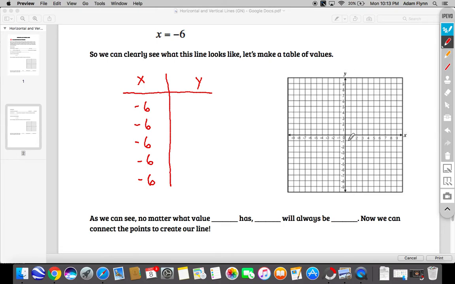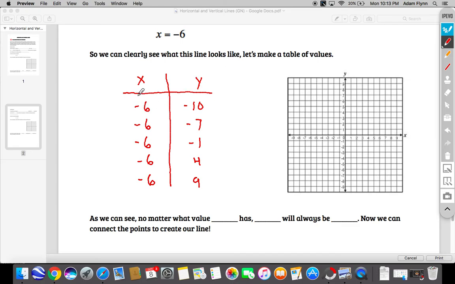So my graph goes from -10 to 10. So I'll plug in, let's try -10. We can do -7. We can do -1. And we can do 4. And we can do 9. Again, this y column, completely random. So now I'm just going to graph all these points.